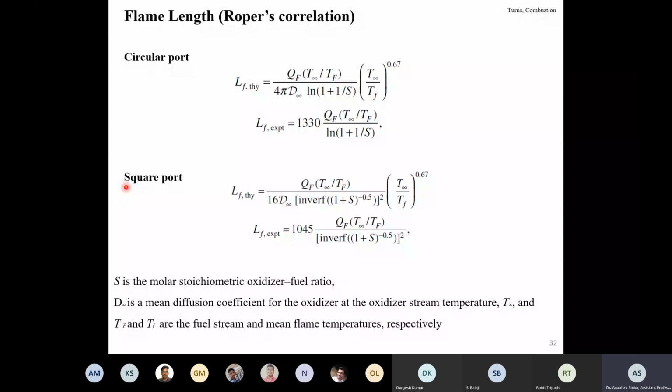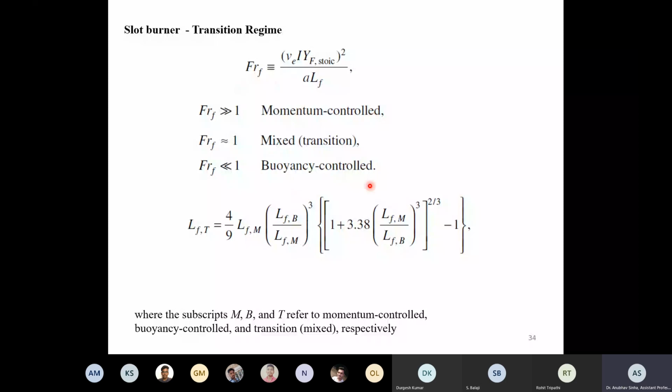One is momentum control, where velocity is very high, so we have these equations. When it is buoyancy controlled, where the velocity is not very high, we have this equation, and A is the acceleration, which can be calculated like this. This is the last slide for today. There is one transition regime, which is measured using the Froude number. This will define whether it is momentum controlled, buoyancy controlled, or in between. Momentum and buoyancy we have seen in the last slide, and then mixed.